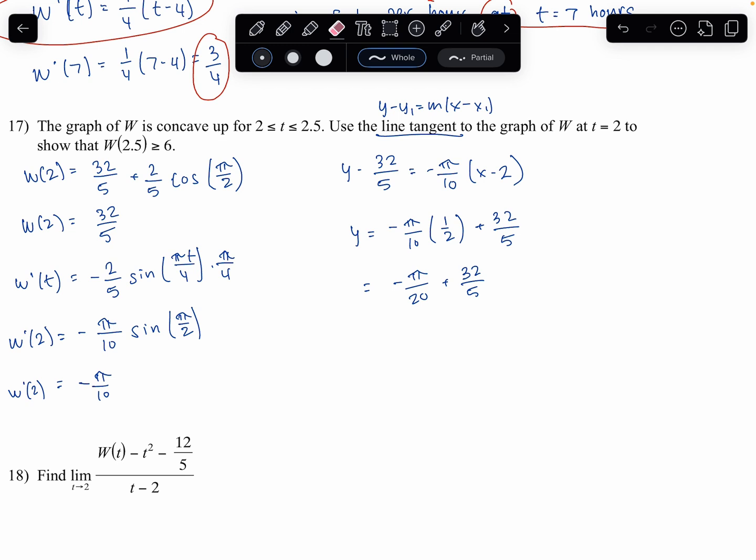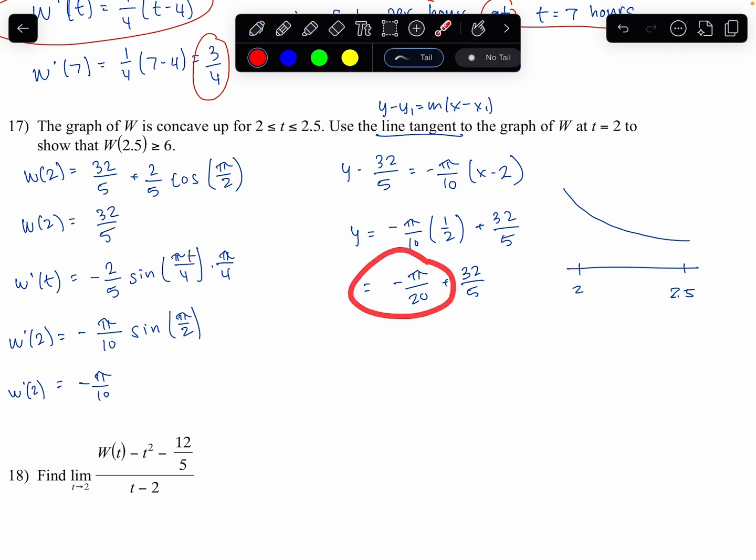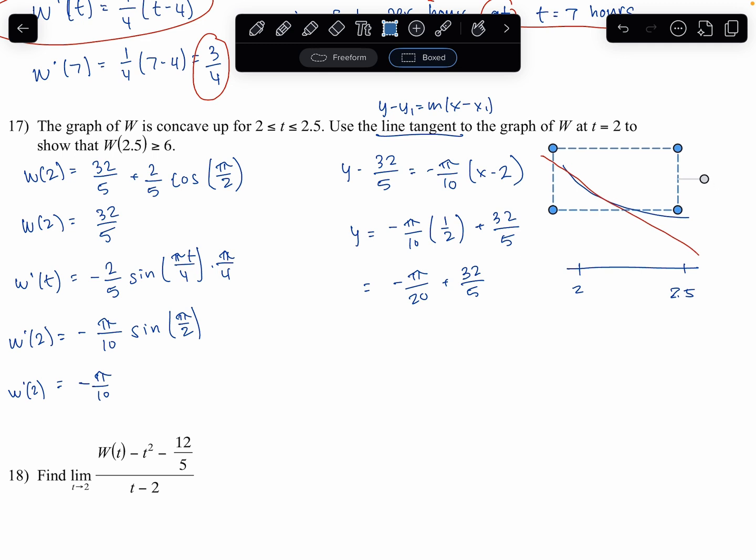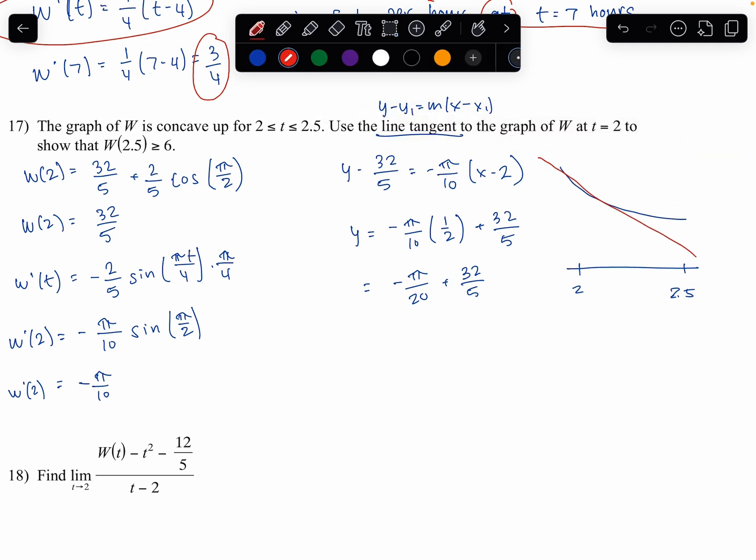So from 2 to 2.5, we have a concave up curve, and now I'm drawing it like this instead because I can see from our tangent line the slope at 2 was negative. So that's why I'm adjusting my picture right here. Again, this isn't really that accurate to what it probably does look like, but whatever. And so we have our tangent line.